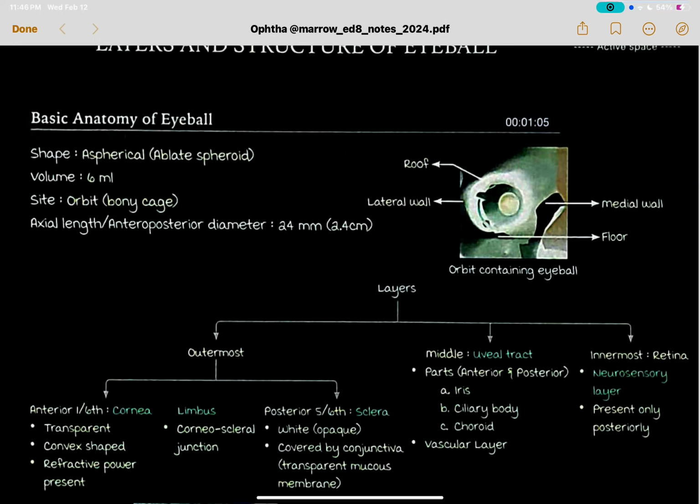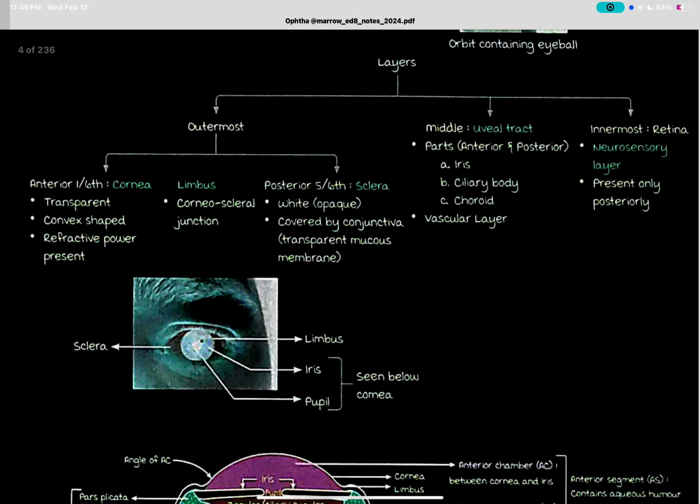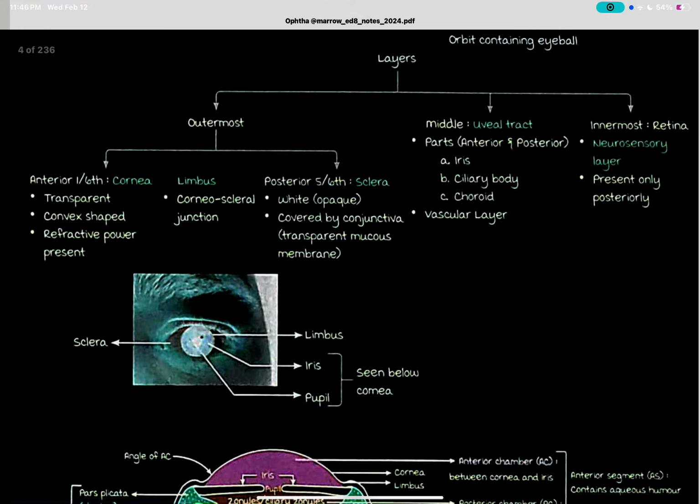Here they have shown roof, lateral wall, medial wall, floor, layers of the eyeball. So layers again divided into outermost, medial and innermost. The innermost layer is retina, neurosensory layer, present only posteriorly.